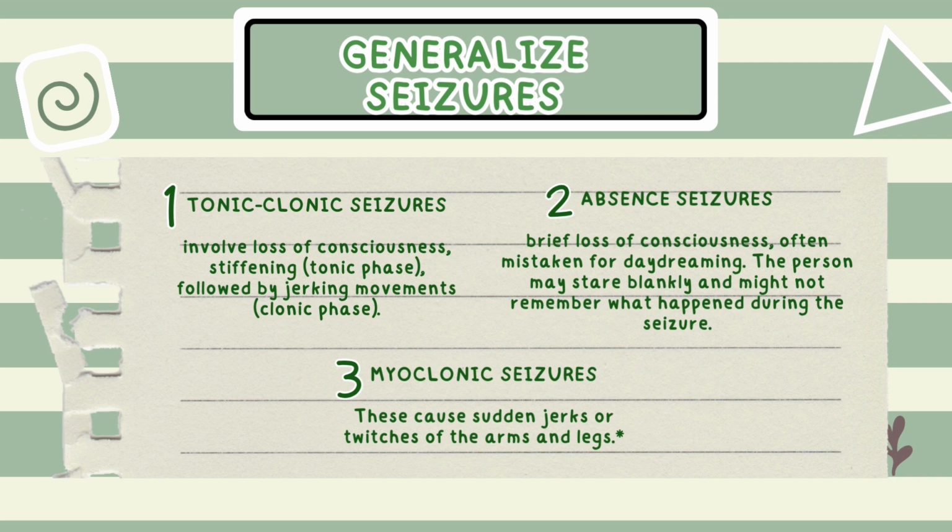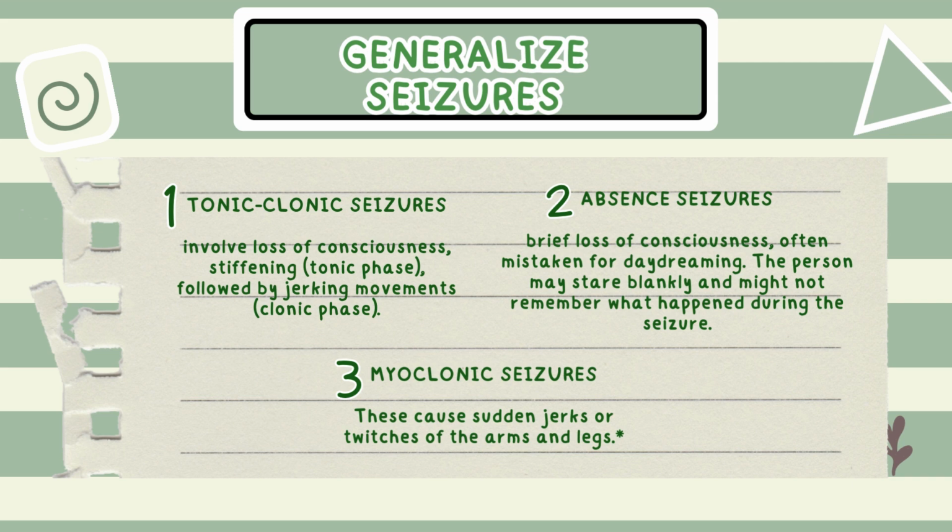There are two types of seizure. Firstly, we go through generalized seizures. Generalized seizures affect the whole brain. There are a few types. First is tonic-clonic seizures. These are what most people think about when they hear seizures. They involve loss of consciousness, stiffening, followed by jerking movement.